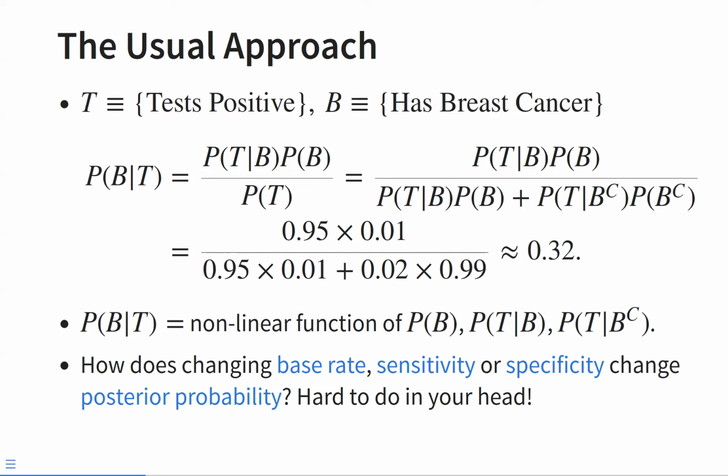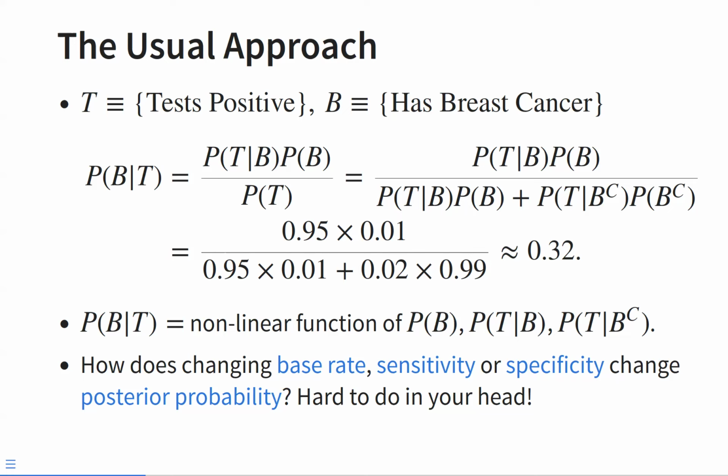Okay, so this is a very standard Bayes rule question. It's one that I even use with my first year undergrads, but it's kind of a pain. At least for me, I don't find it easy to do this in my head. So how could we compute the probability that Alice has breast cancer given that she tests positive?